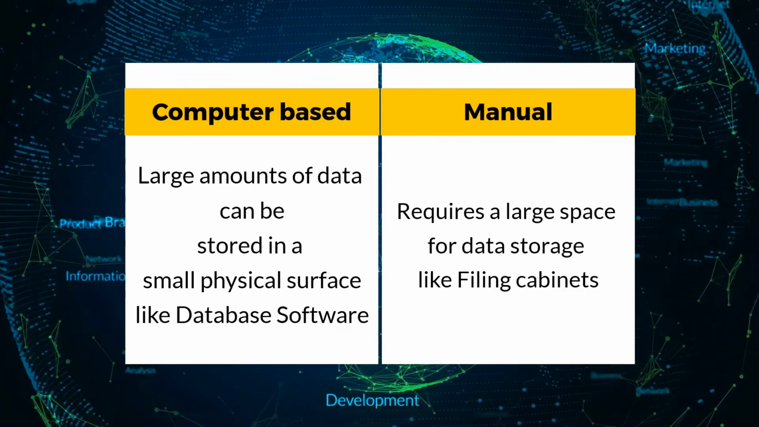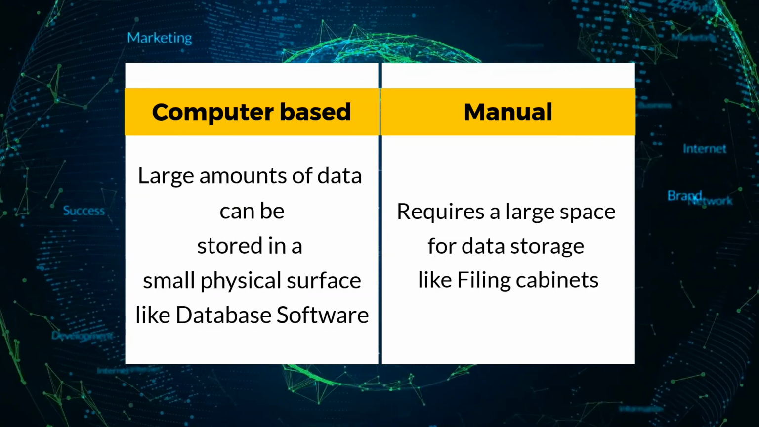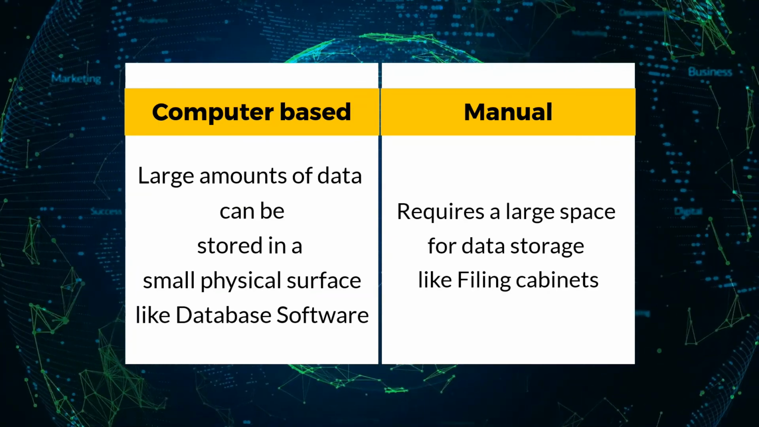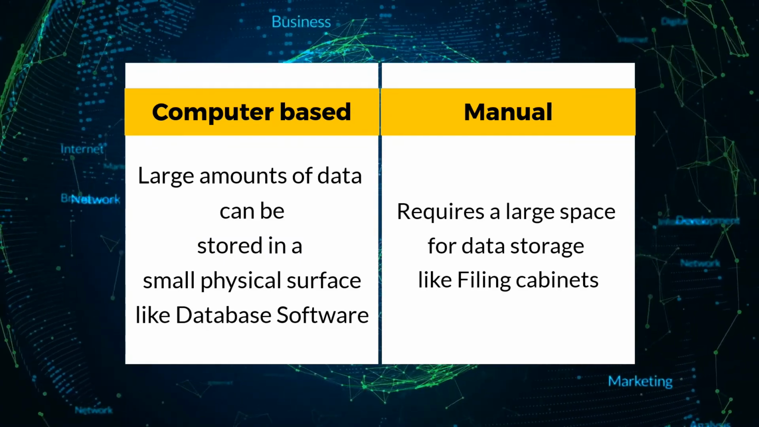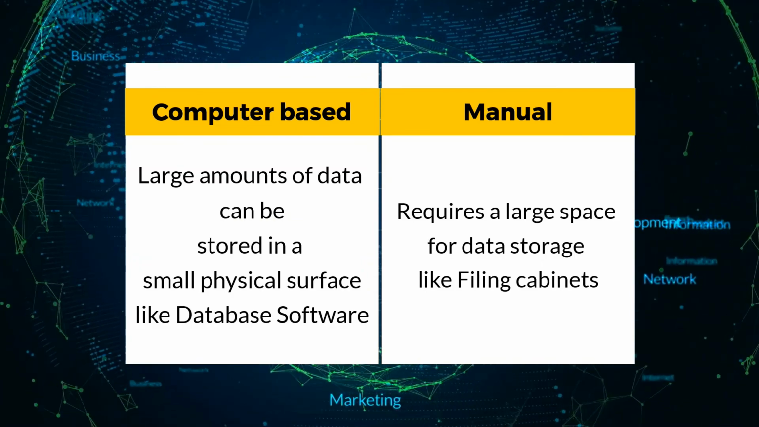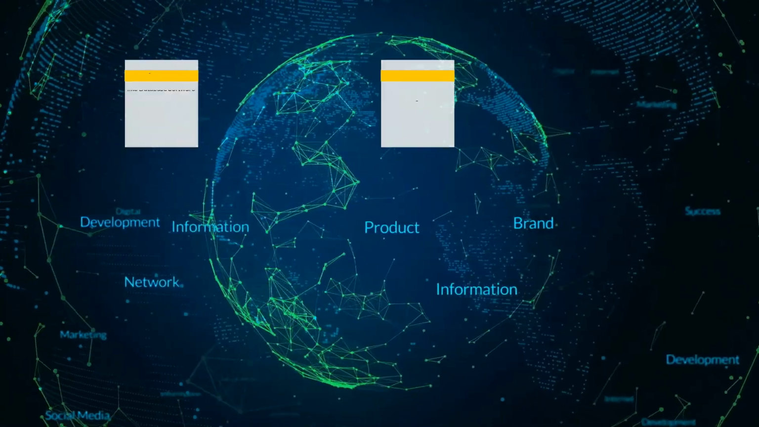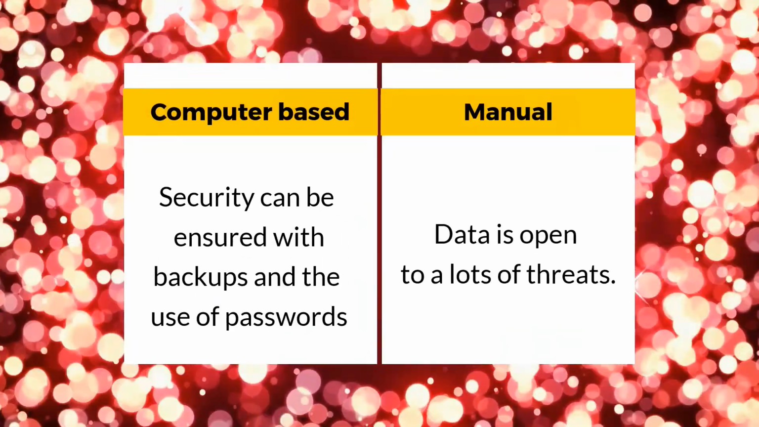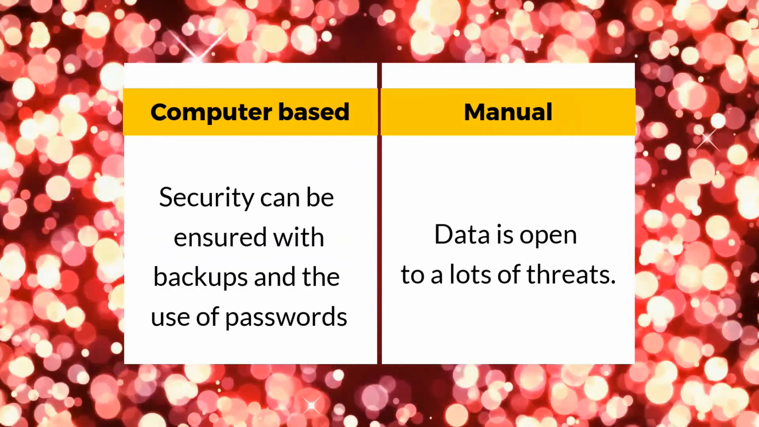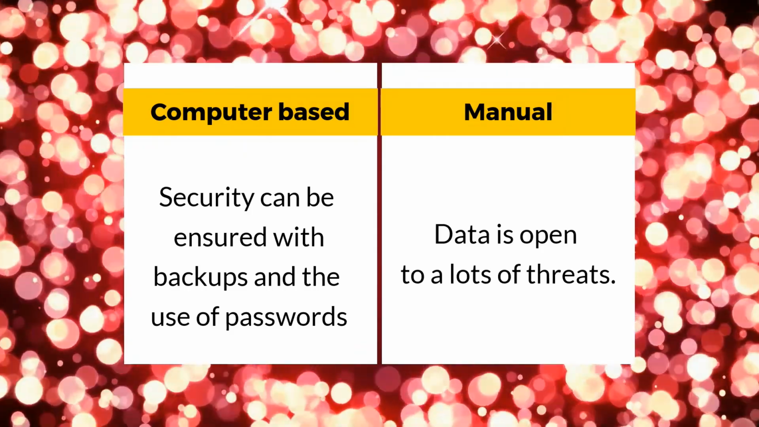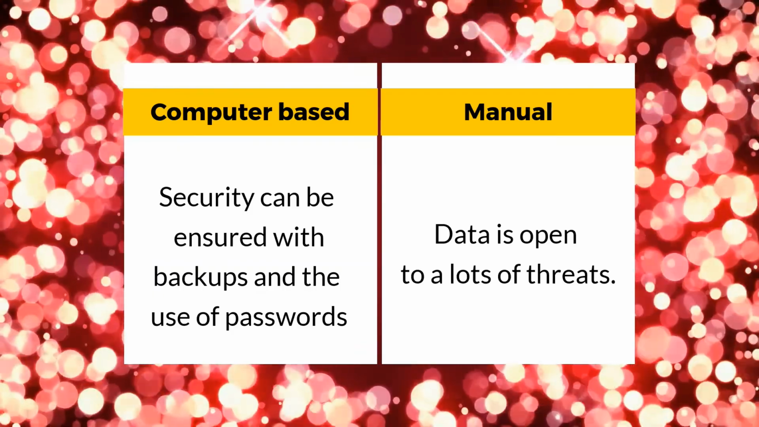Large amounts of data can be stored in a small physical surface like database software in computer-based information system, and manual information system requires a large space for data storage like filing cabinets. In computer-based information systems, security can be ensured with backups and the use of passwords, and in manual information systems, data is open to a lot of threats.